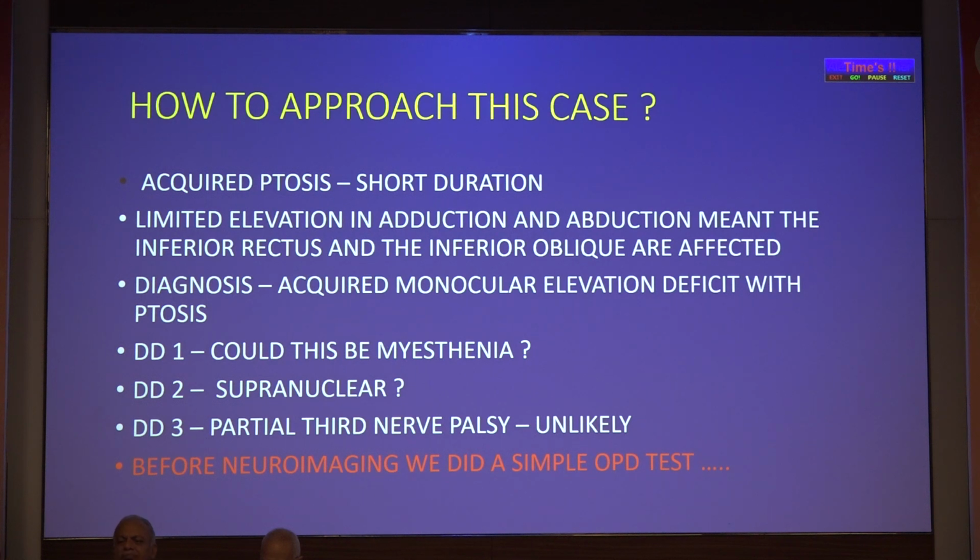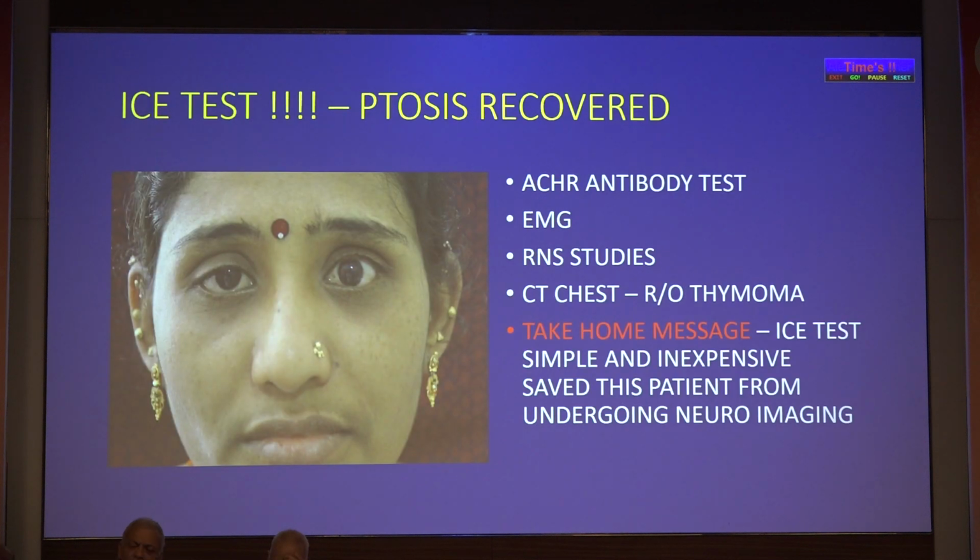Could this be myasthenia? Could this be supranuclear? Could this be a partial third nerve palsy? Before neuroimaging, a simple test, which Jyoti has already mentioned. So the ICE test. The ICE test is a very simple, inexpensive test and saved this patient from undergoing neuroimaging.